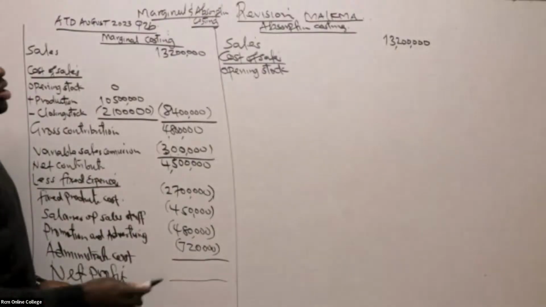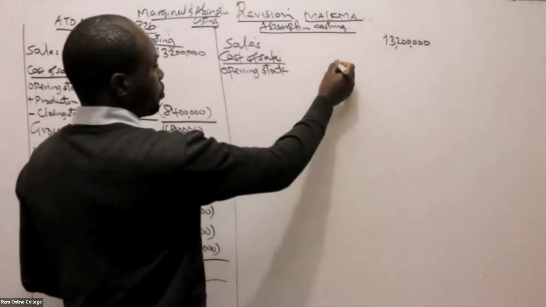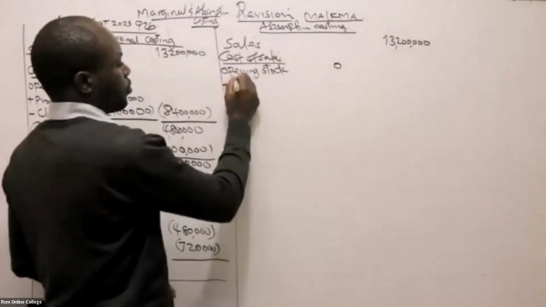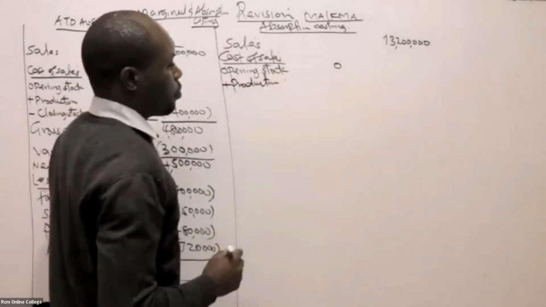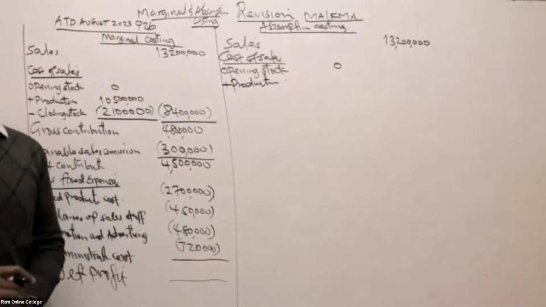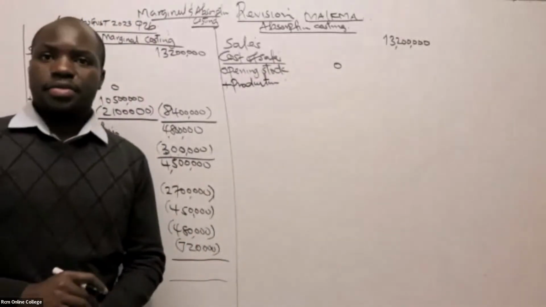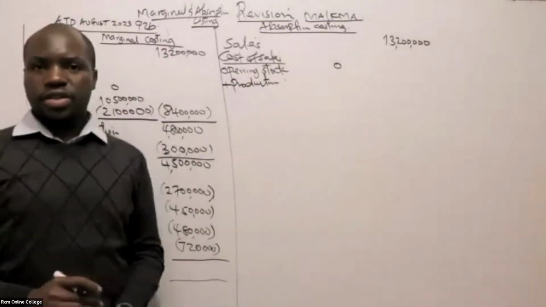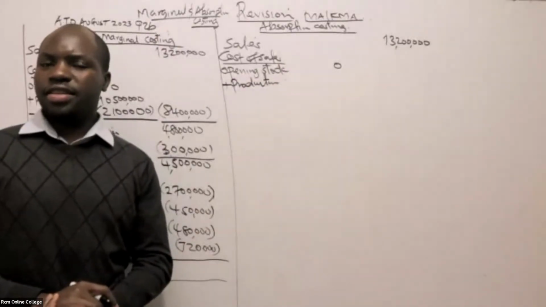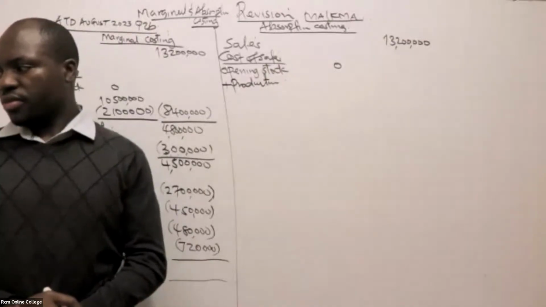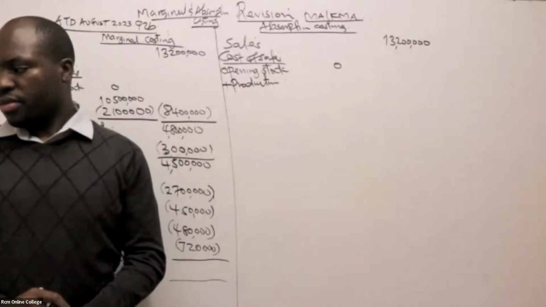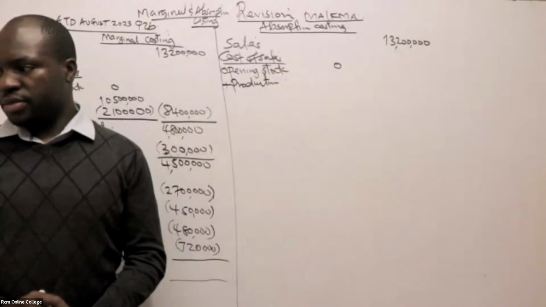So our opening stock in this case will be 0. We add production. How many units were produced? 30,000. Production cost per unit under this method is 440. So can you take 30,000 by 440?